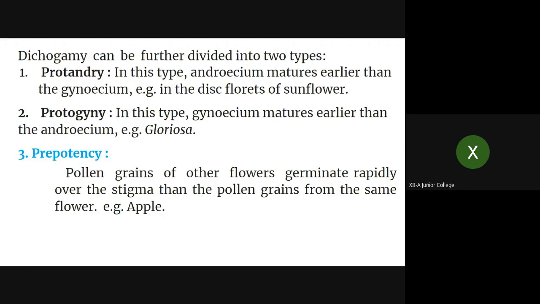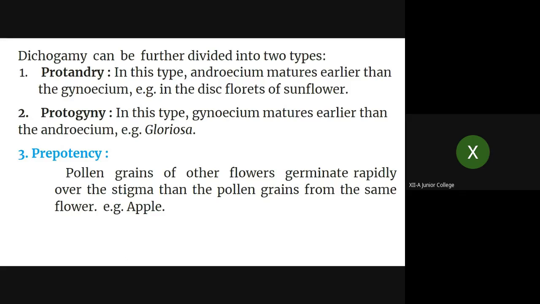And protogyny, proto is first, previous. Then gynoecium is matured first. Gynoecium matures earlier than androecium. And the example is gloriosa. These are the two cases. Their maturation period is not same, though the flower is bisexual. Either it may be protandry or it may show protogyny. Now, the next, third important adaptation where only cross-pollination is possible is prepotency.